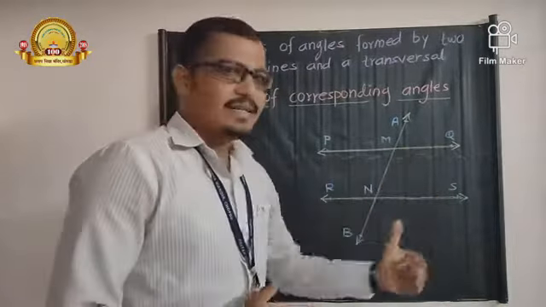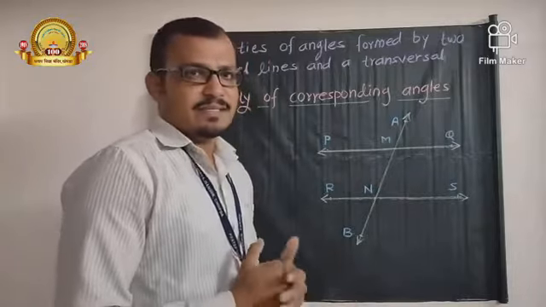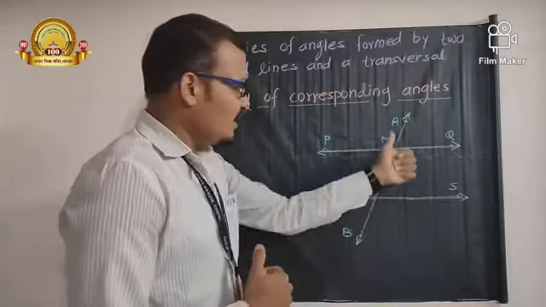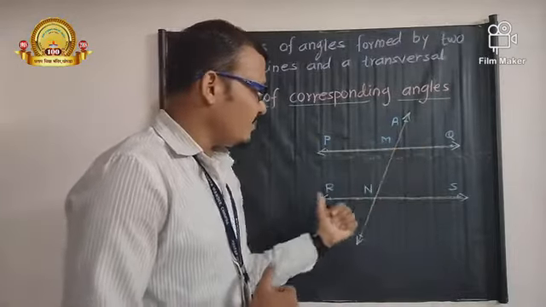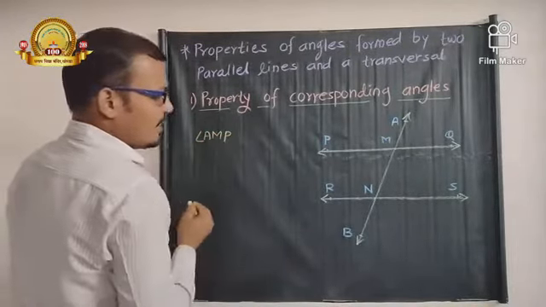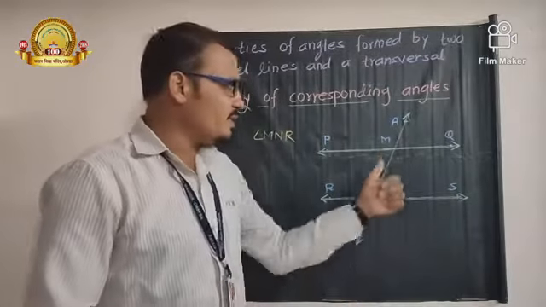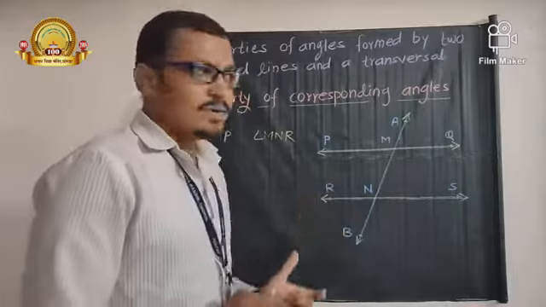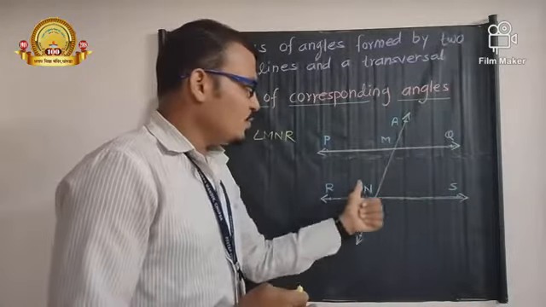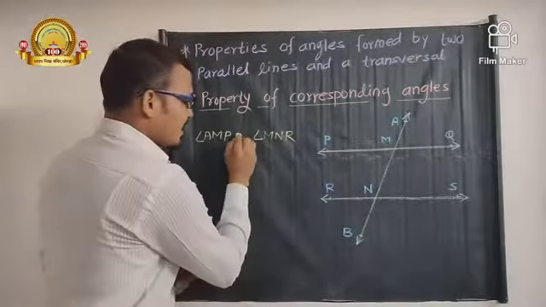Here, line PQ and line RS are parallel lines, and clearly line AB is the transversal of these two lines. Angle AMP and angle MNR are in the matching corners, so angle AMP and angle MNR are corresponding angles. And what is our property of corresponding angles? Each pair of corresponding angles formed by two parallel lines and their transversal is congruent. So these two corresponding angles are congruent.